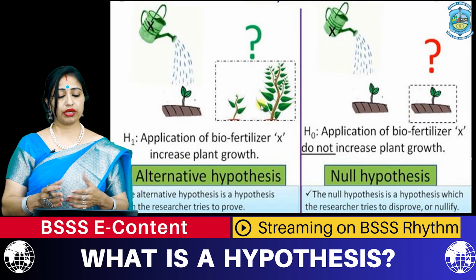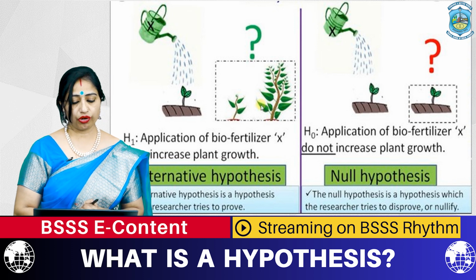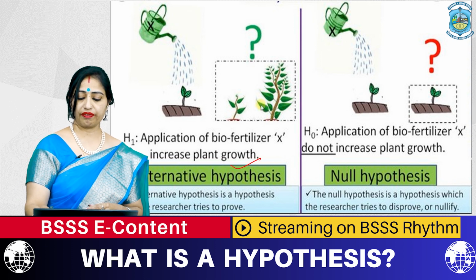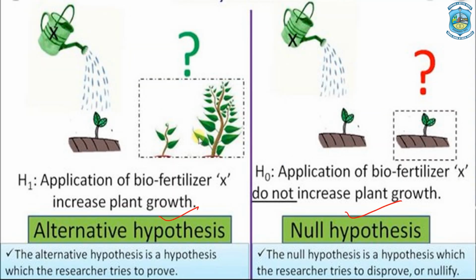There is one more example in a pictorial form talking about the alternative and null hypothesis. The alternative hypothesis is a hypothesis which the researcher tries to prove. And when you are talking about the null hypothesis, the researcher tries to nullify or disprove this type of hypothesis.